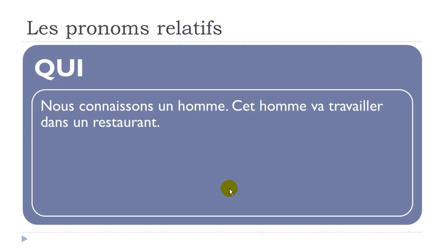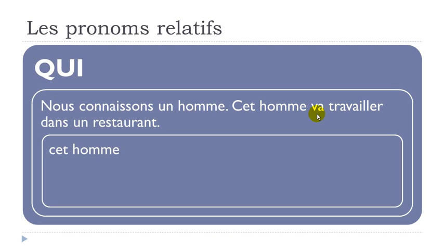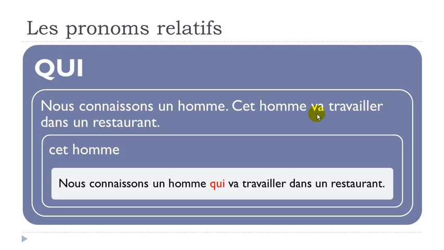And then we'll see a third example. Nous connaissons un homme. Cet homme va travailler dans un restaurant. Okay? So in that case, what do we have here? We've got a second sentence in which we've got this is going to work. So va, it's aller. That's what we call futur proche. So this man, cet homme, is going to work, va travailler. So, of course, same thing here. We don't want to repeat cet homme or un homme. So, we will get this.